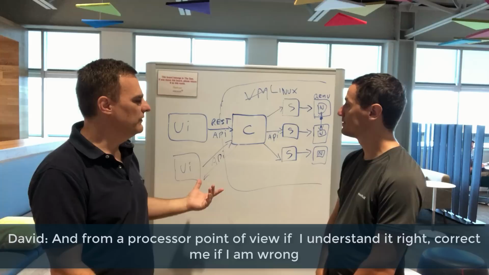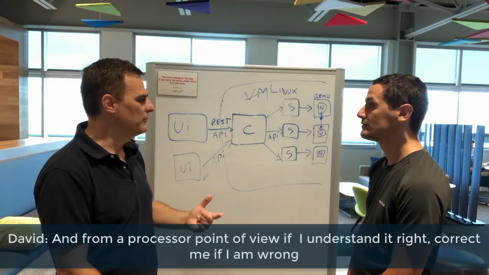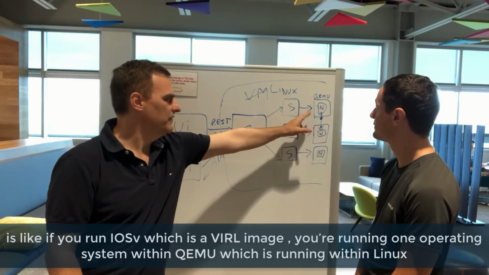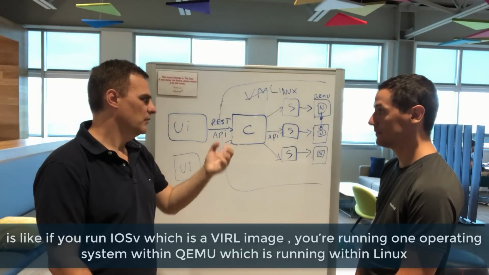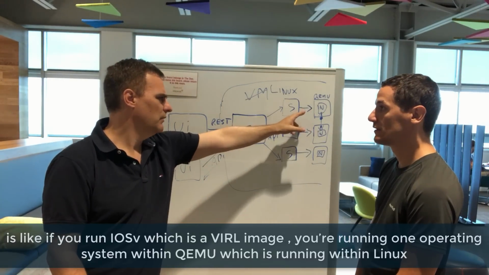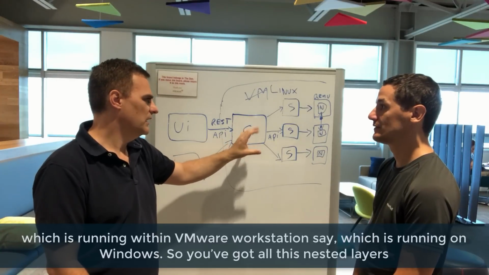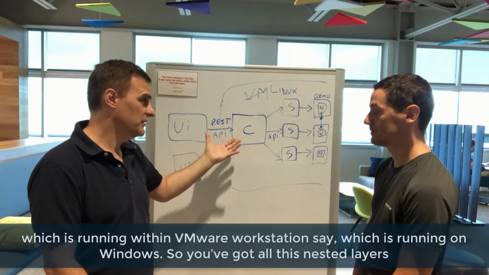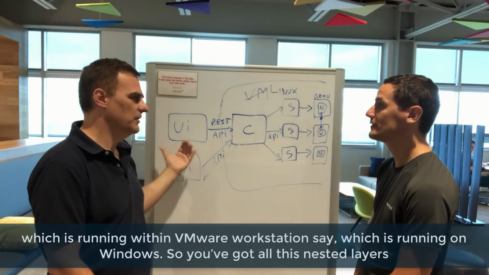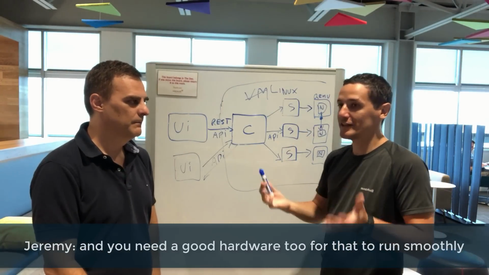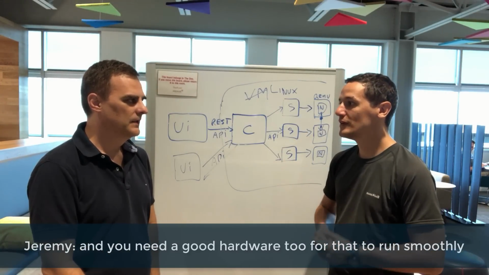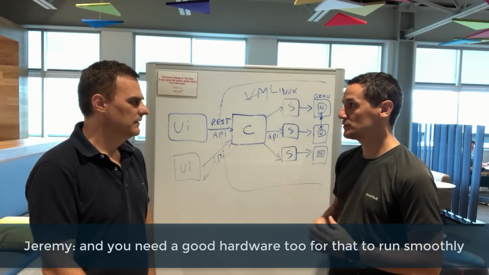And from a processor point of view, if I understand right, and correct me if I'm wrong, if you run IOSvL, which is a virtual image, you're running one operating system within QEMU, which is running within Linux, which is running within VMware Workstation, say, which is running on Windows. Yes. So you've got all these nested layers, and you need good hardware for that to run smoothly.